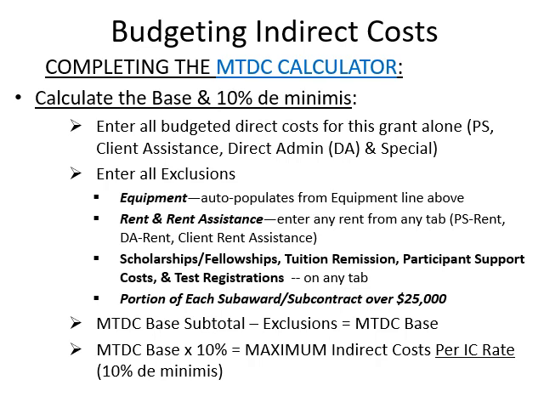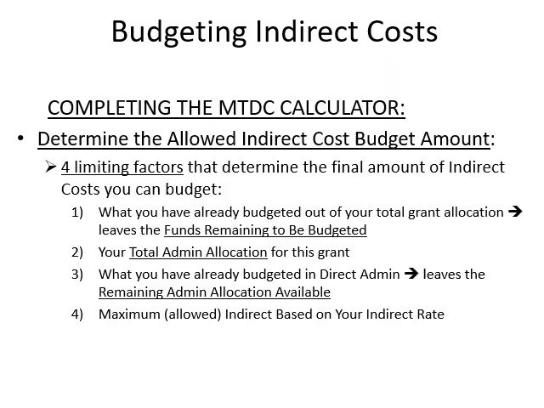Then the MTDC base subtotal minus the exclusions will calculate your MTDC base, and then the MTDC base is multiplied by 10 because 10% is the de minimis rate for those using the MTDC election, and so that will equal your maximum indirect cost per the indirect cost rate. So then you need to determine the allowed indirect cost budget. So there are 4 limiting factors in how much indirect cost you can claim. Those factors help determine the final amount of indirect cost that you can budget on the spreadsheet.